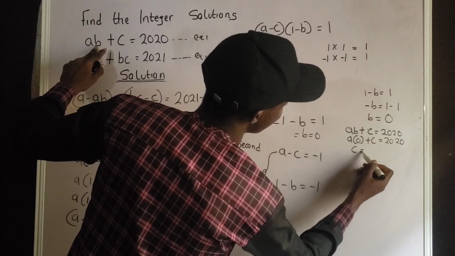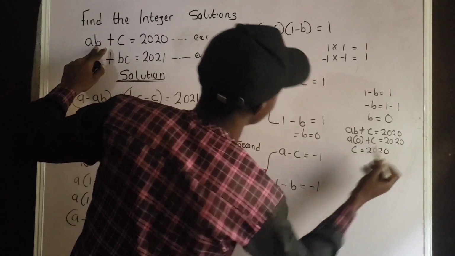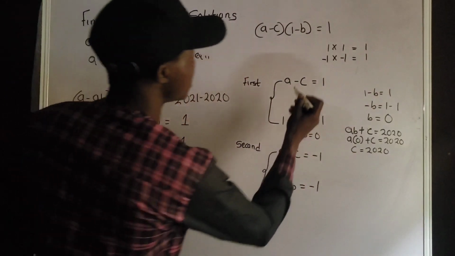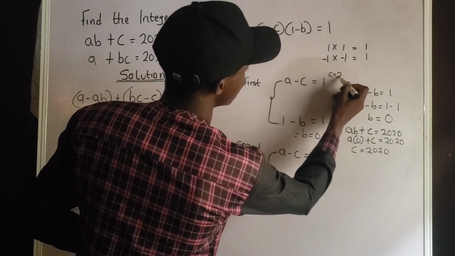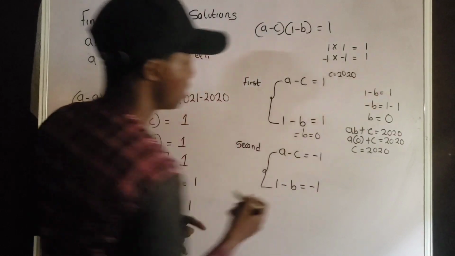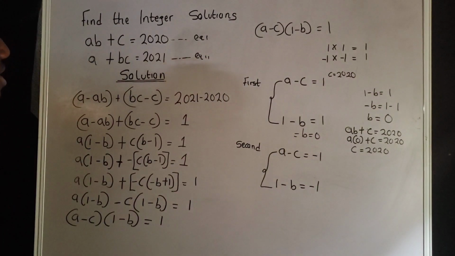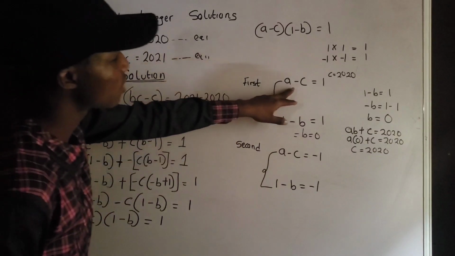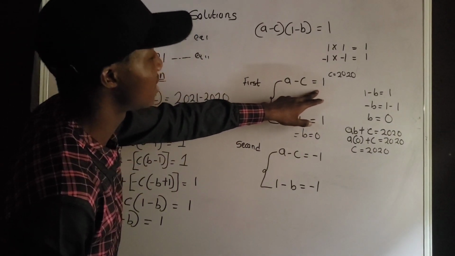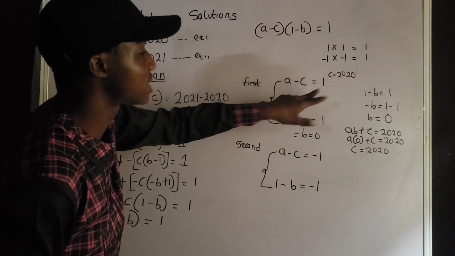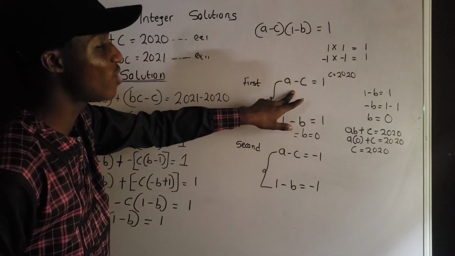So c is equal to 20. Are you following? So for this case, c is equal to what? 20. Okay, let us get the value of a. Since a minus c is equal to 1, I can substitute the value of c into this equation and get the value of my a.